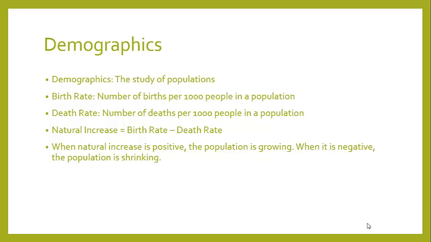minus death rate. And what this is telling us is how many people are being added to or subtracted from a population every year based on a natural increase, or the number of people being born and dying. So when a natural increase is positive, in other words, the birth rate is higher than the death rate, that means that a population is growing. On the other hand, when death rates are higher than birth rates, a population is shrinking. It's becoming smaller over time.